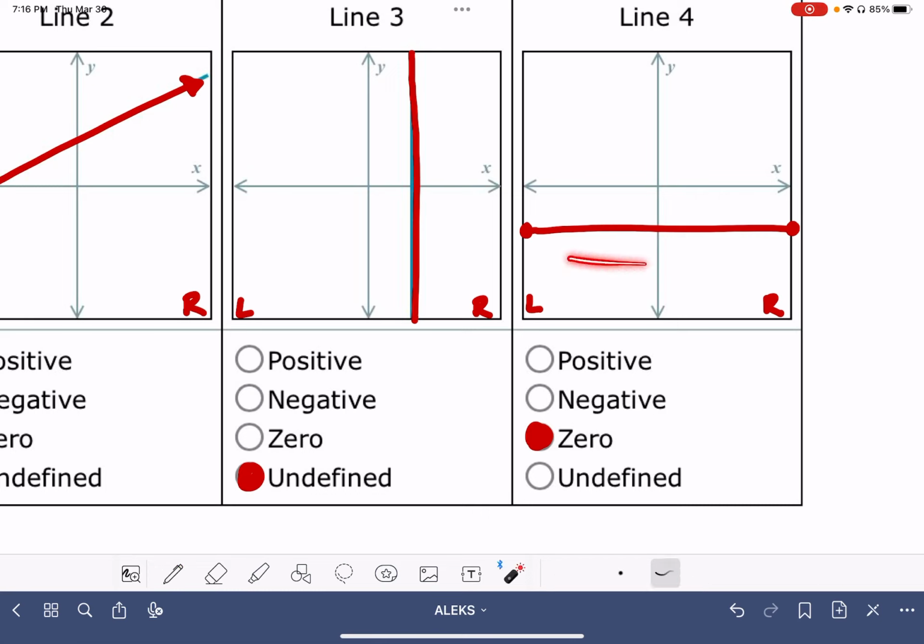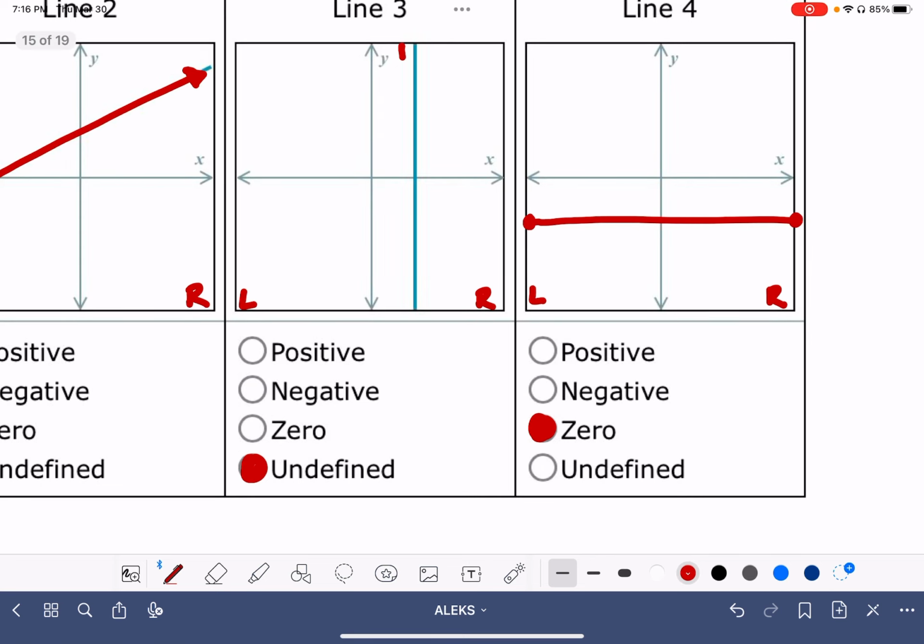And again, just like in this situation with line number 4, this thing has to be perfectly flat and level for us to call it 0. Same thing here. This line has to be perfectly straight up and down in order for us to call it undefined. If there was even a slight angle to it at all, like this, then we would be able to say, as we go from the left to the right, barely, but there is some element of slope there. So this line has to be perfectly straight up and down, and then we can call it undefined.